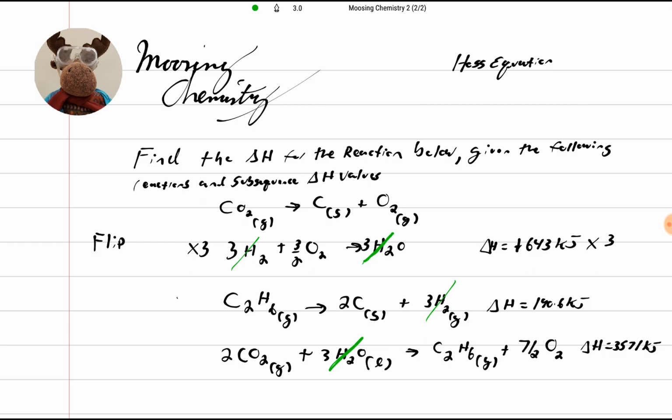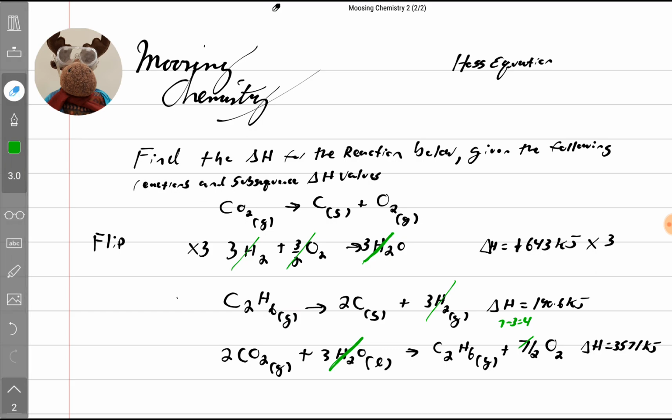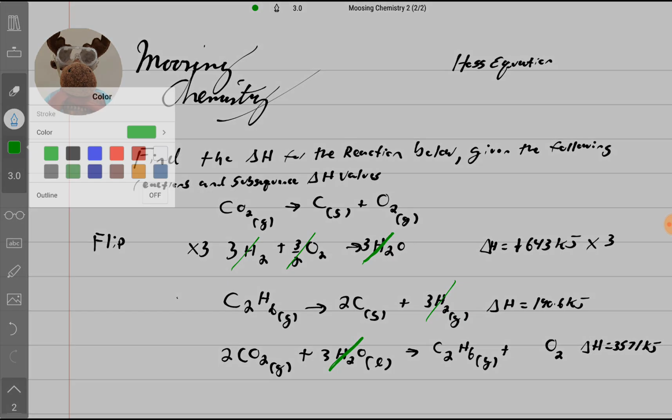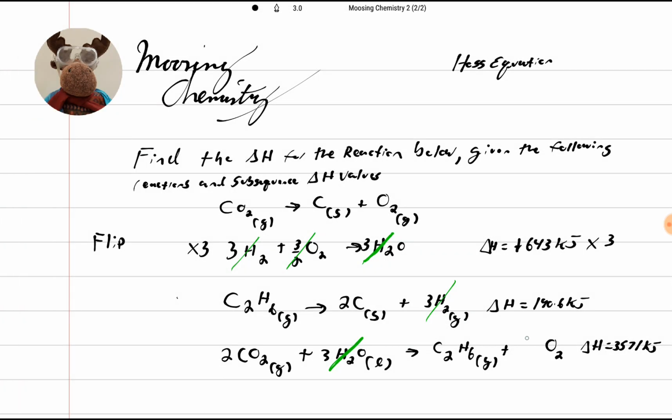We can get rid of some of our oxygens. So we get rid of these 3/2 oxygens here, and we're going to get rid of this 7. So 7 minus 3 is equal to 4. So this is going to become 4 right here. I just wanted to show you that before I erase it. So let's go ahead and erase that. And now this is going to give me 4 halves oxygen, which is the same as 2 oxygens, right?